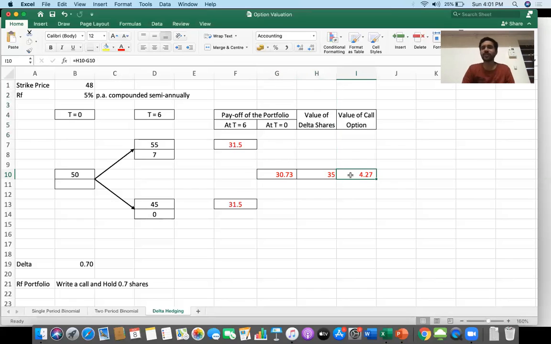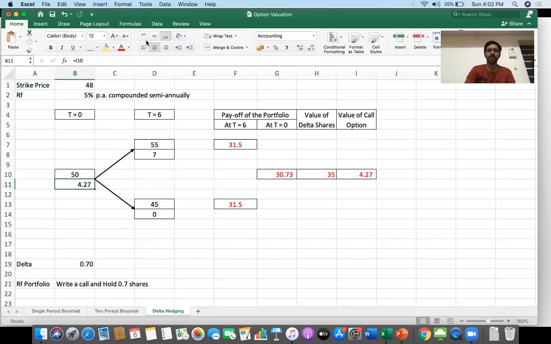Okay. So what we have now done is, given that the value of a share today is 50, and we know that there are two possible prices of 55 and 45. This assumption of having only two possible prices is unrealistic. With a strike price of 48 and a risk-free rate of 2.5% for 6 months, or 5% per annum compounded semi-annually, we have calculated that the value of the option today is 4.27.